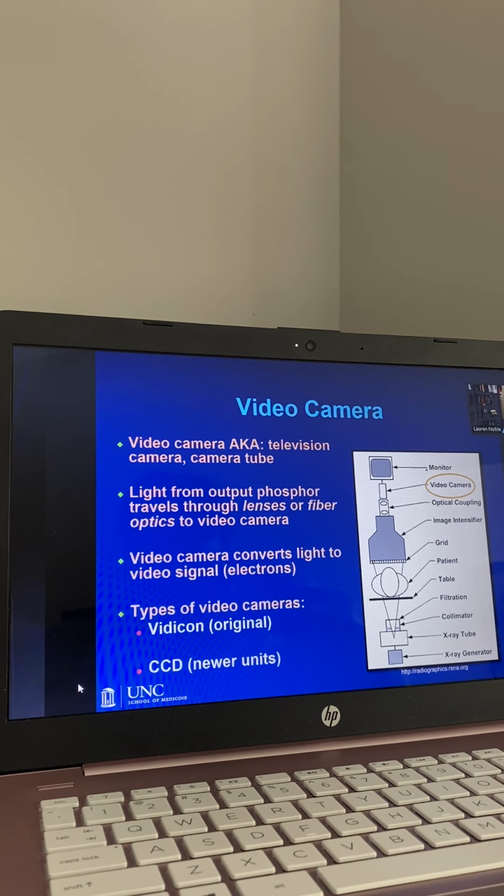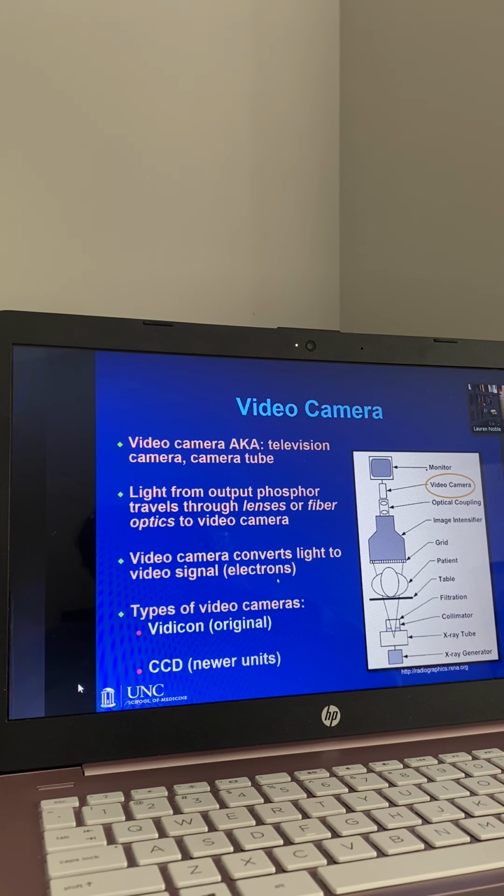So the image intensifier releases light, and then that video camera will take that light and convert it into electrons. So our image data is now back in the form of electrons. And then the TV monitor will take those electrons and display them as an image. But this video camera will take that light and convert it into electrons.